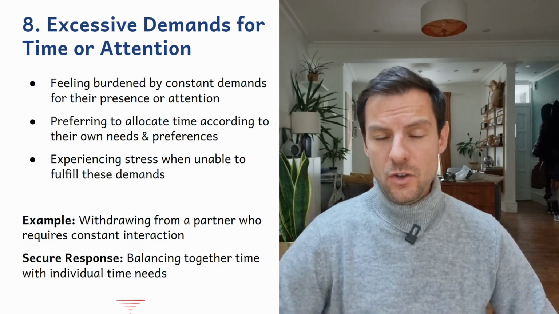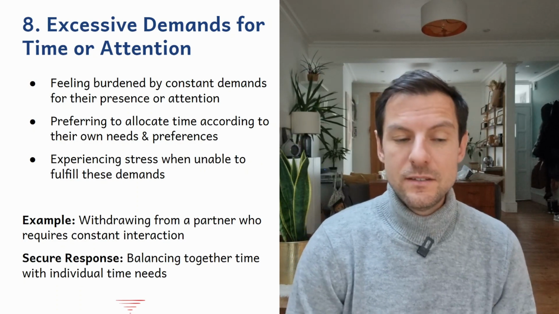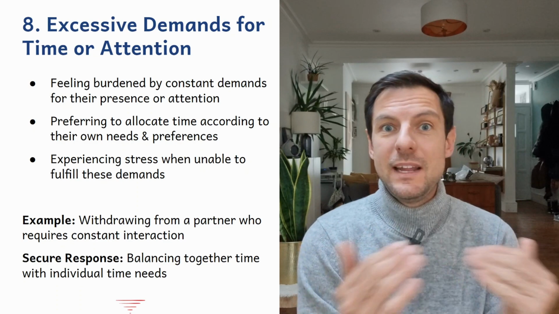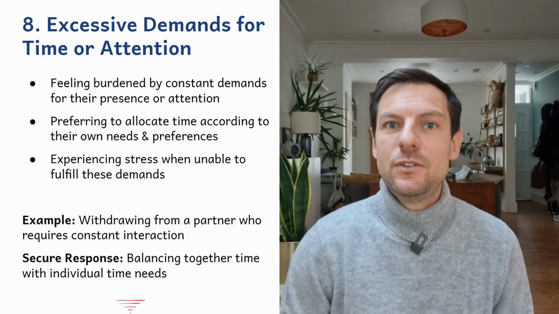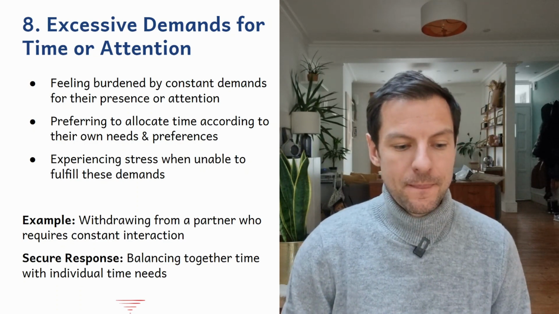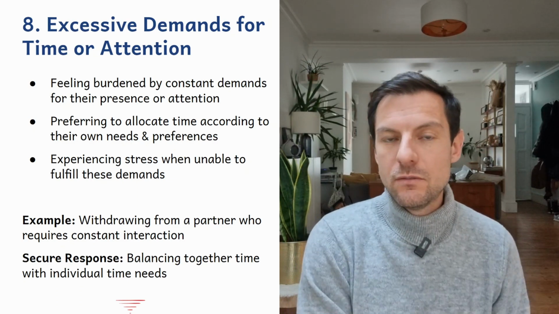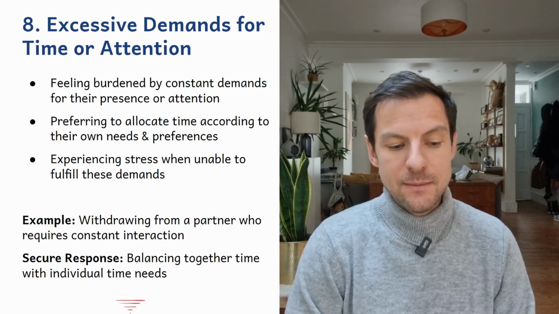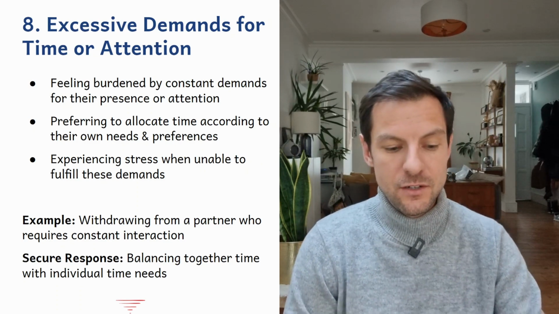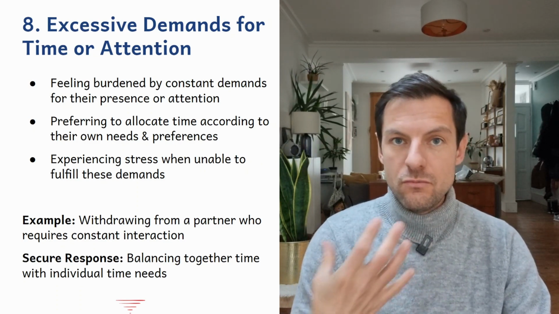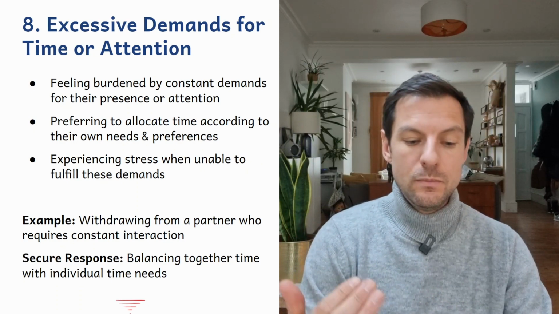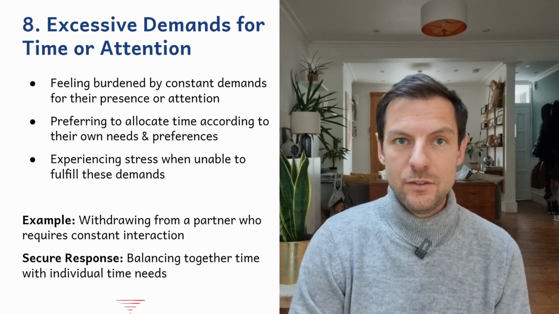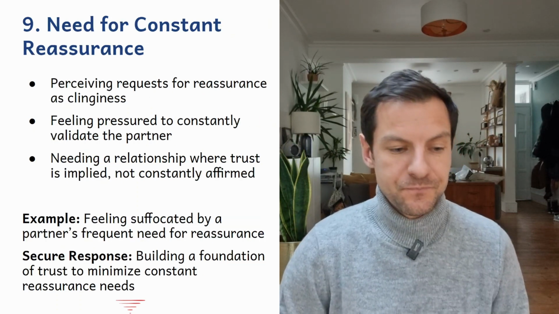In those cases, it's very easy to recover if you do the right things. If you work at managing your demands and requests for attention, and also show them that love is slightly different from just attention and time. So, the typical situation: the avoidant will withdraw anytime you ask for constant attention. Your job, the secure response, is to balance time with yourself and with your partner, understanding their needs.